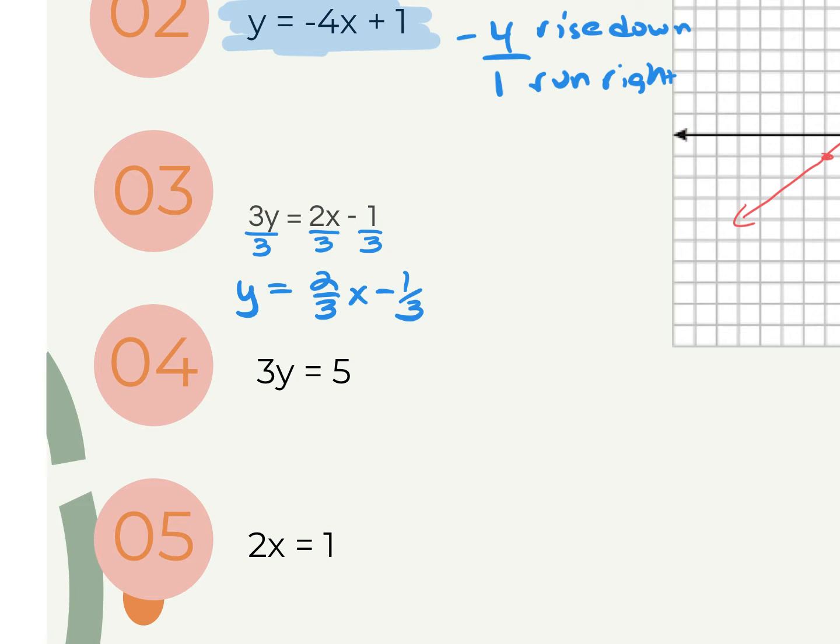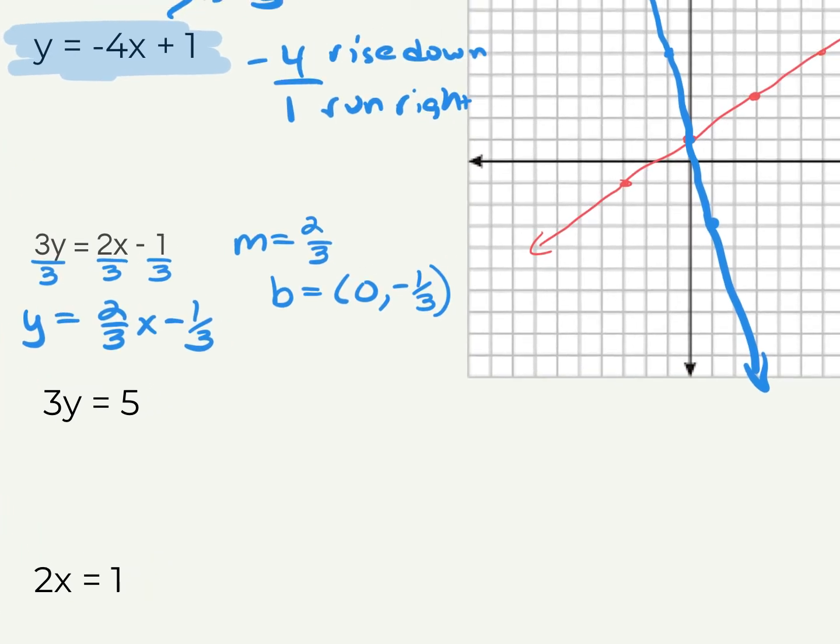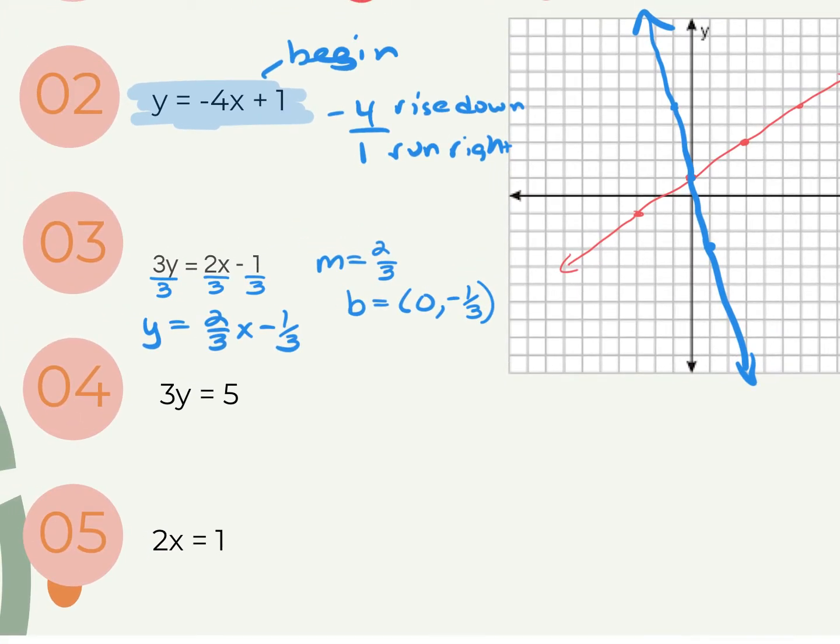So if this is a question on WebAssign, your slope is 2/3, and your b, your y-intercept, is going to be 0, -1/3. Remember, you're going to enter it as an ordered pair. So let me come over to my graph. I'm going to put my first point, and let me do this in a different color here. Let's do this one in purple. I know I did the work in blue, but I'm going to graph it in purple.